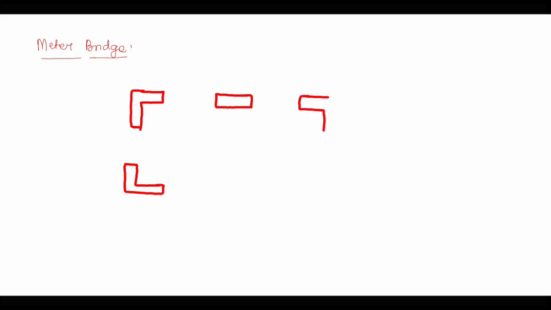Try to follow the diagram the way I am drawing, because this kind of diagram may be asked in your practical exam. The plates which I have drawn in bold are basically metal plates, and these are resistors. This one is a conducting wire. This one is again a conducting wire.